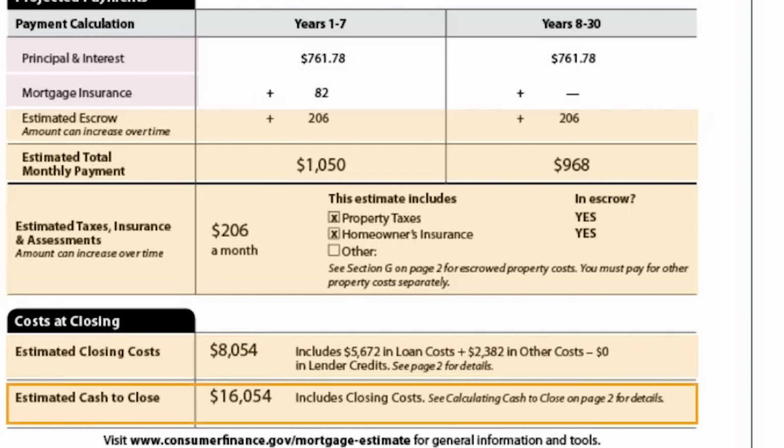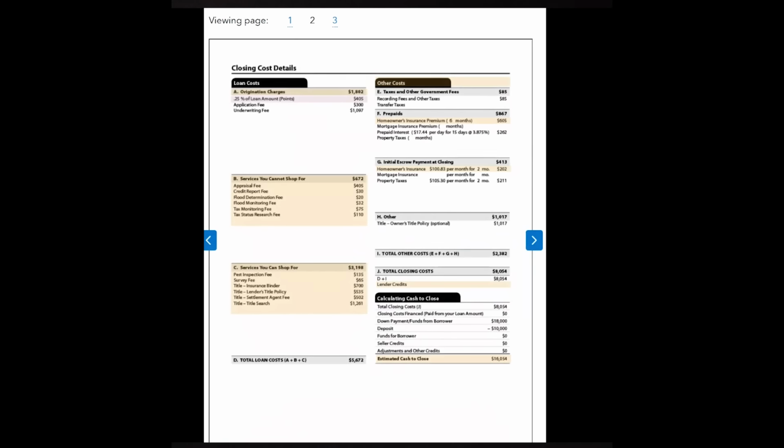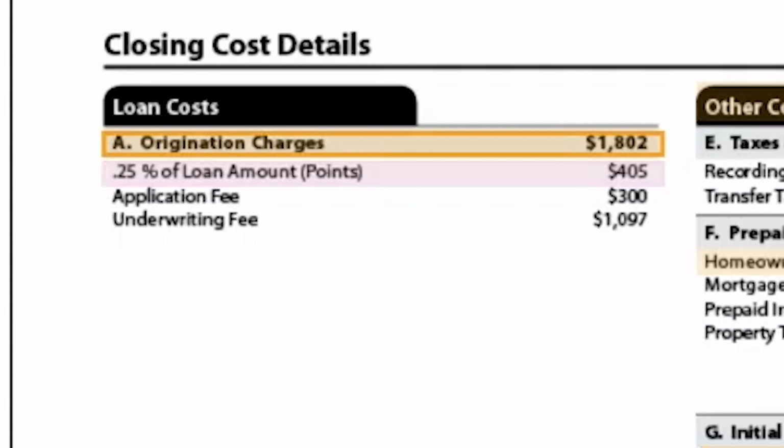Now we're going to move on to page 2. Page 2 is a breakdown of the numbers that we just saw. Now, loan cost in Section A, these are the fees that the lender charges. All of the other fees that you see on this page are not charged by the lender. They're charged by different companies that perform different tasks.